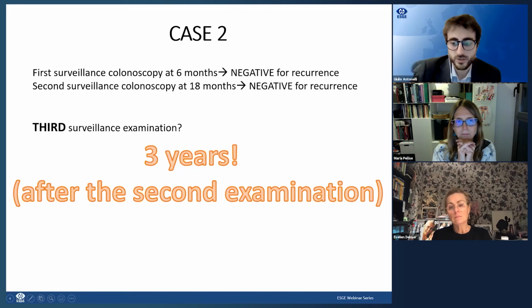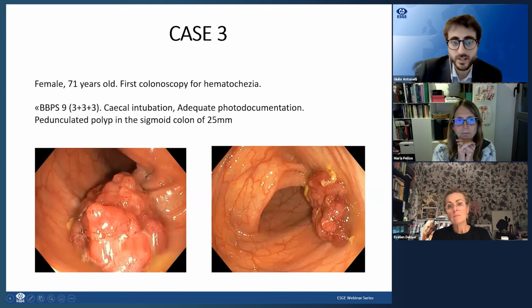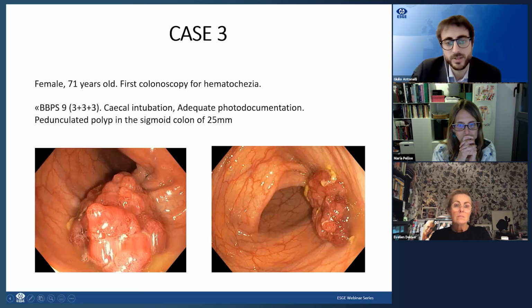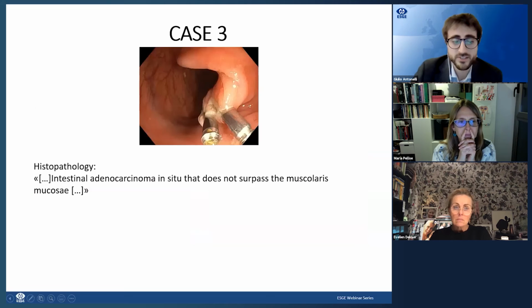Absolutely. So maybe we have time for a last case, which is a female of 71 years old. She undergoes a first colonoscopy for hematochezia. The colonoscopy is complete, and she has one single pedunculated polyp in the sigmoid of 25 millimeters, which is removed. And the histopathology reads intestinal adenocarcinoma in situ that does not surpass the muscularis mucosae. So this may frighten someone. Would I be right to be very frightened about this diagnosis?